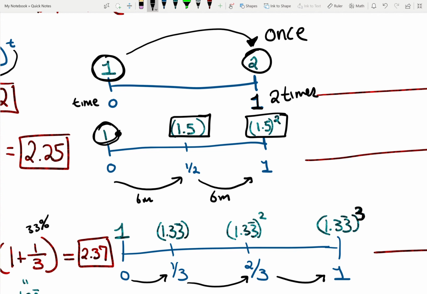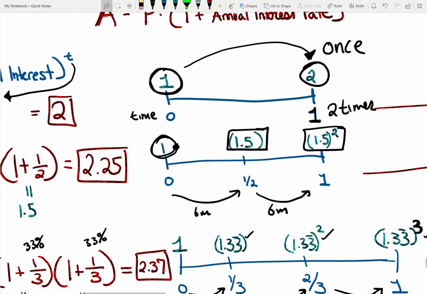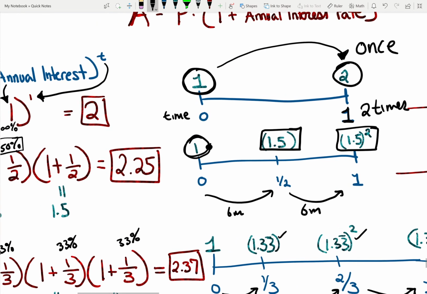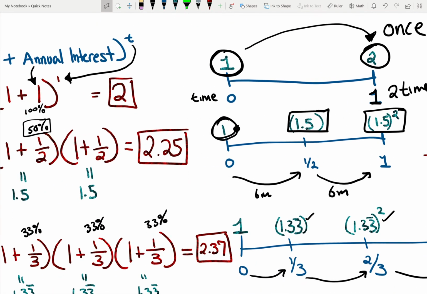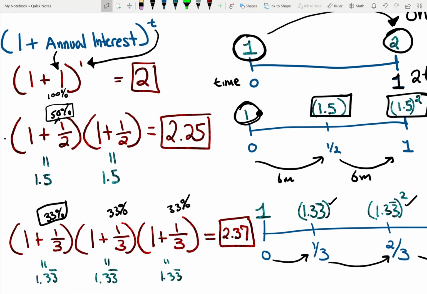This is how much money I'm accumulating. So I start with 1. After 4 months, I'll have this much. After 8 months, I'll have this. After 12 months, I'll have this. So how much do I have at the end of the 12 months? I'll actually have $2.37. So again, even though my interest rate is smaller here, it's even less than 50%, it's 30%, because I have more compoundings, because instead of happening only once in the year or twice in the year, this time it's happening 3 times in the year, my ending balance will be greater.